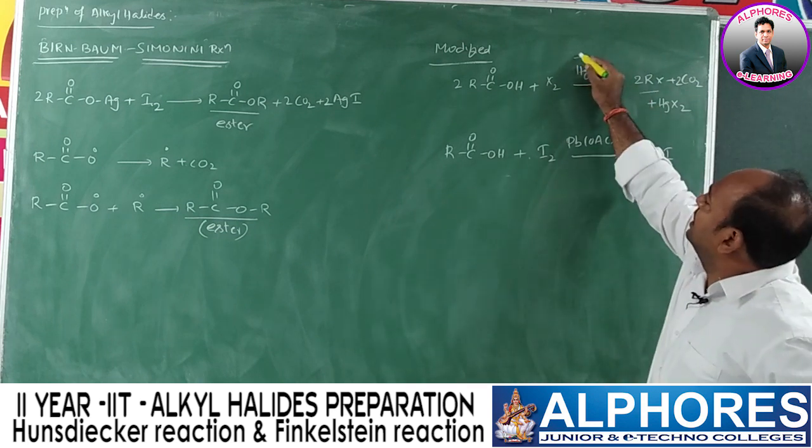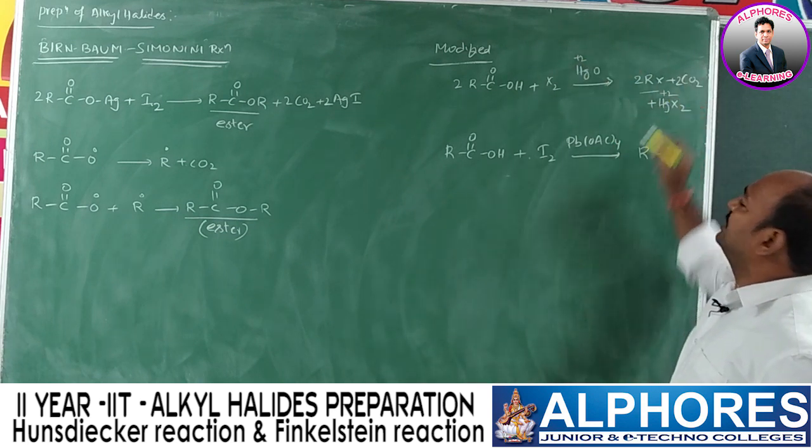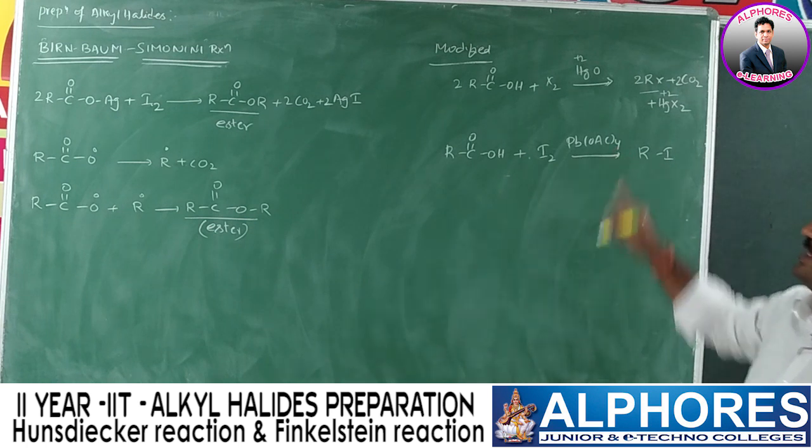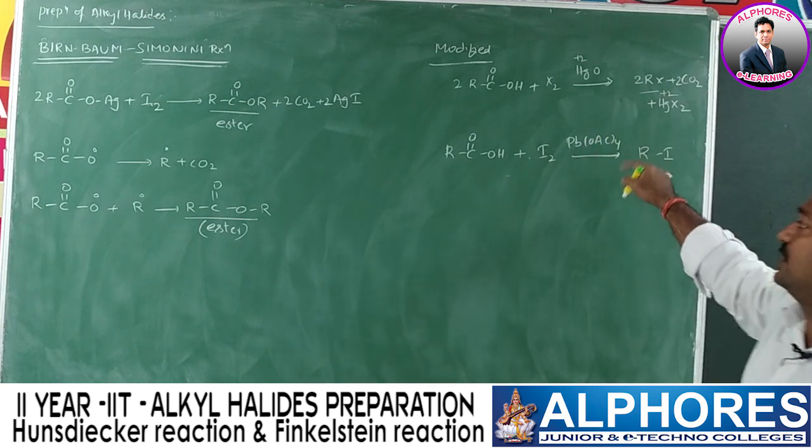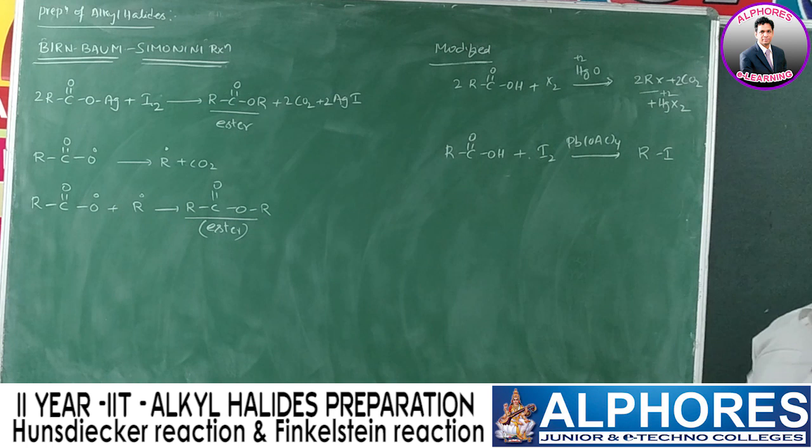In this case, Hg plus 2, here also Hg plus 2, there is no change in the oxidation state of these reagents. They remain as such. But we can prepare alkyl iodides successfully.